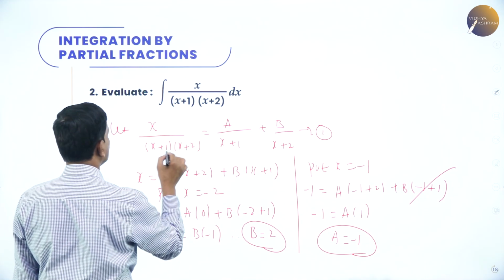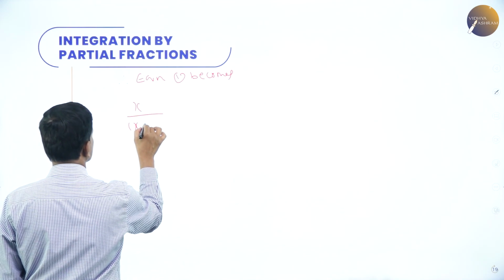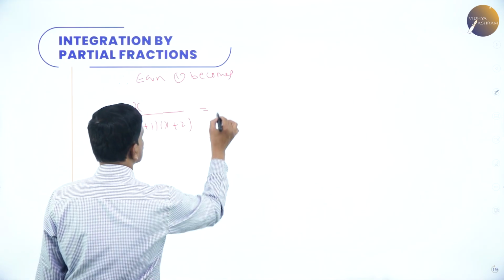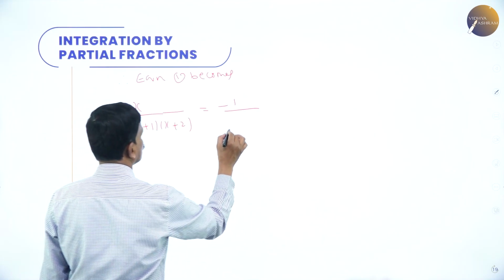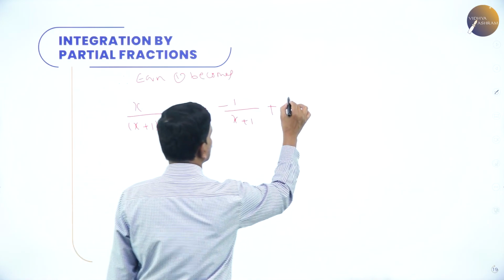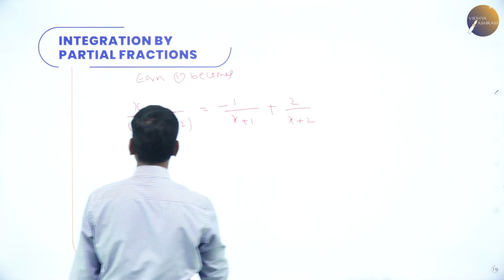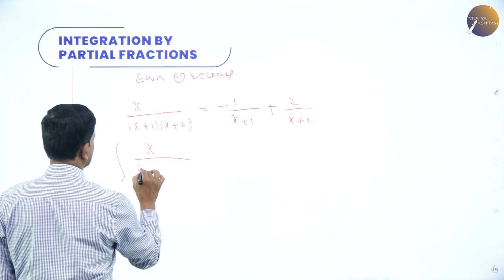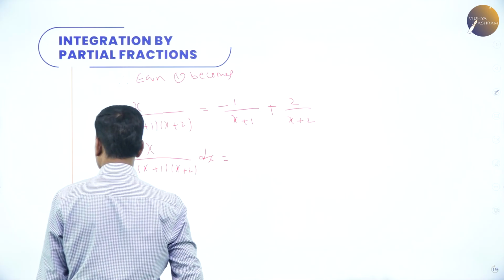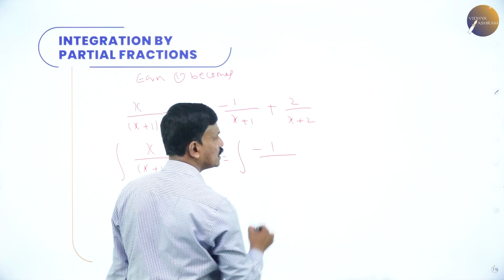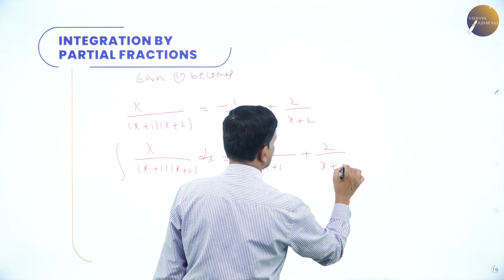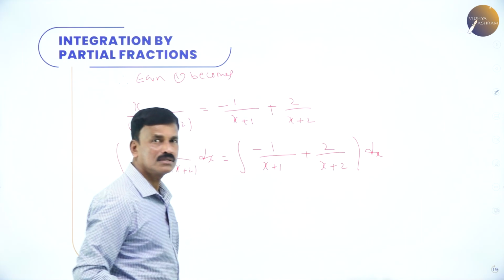Equation 1 becomes x divided by (x plus 1) into (x plus 2) is equal to a. What is a? Minus 1 divided by (x plus 1), plus b divided by (x plus 2), b is 2, so 2 divided by (x plus 2). Now put the integral symbol: integral of x divided by (x plus 1) into (x plus 2) dx is equal to integral of minus 1 over (x plus 1) plus 2 divided by (x plus 2) dx. Now integrate it.